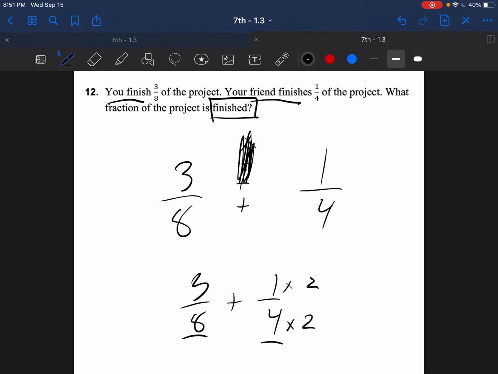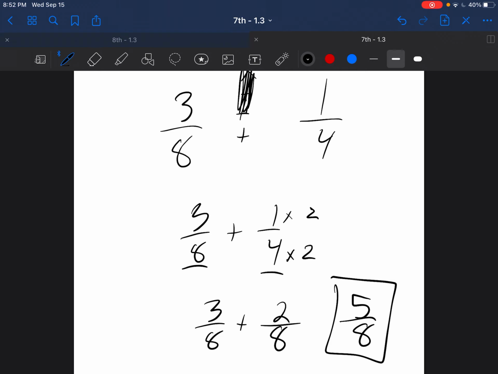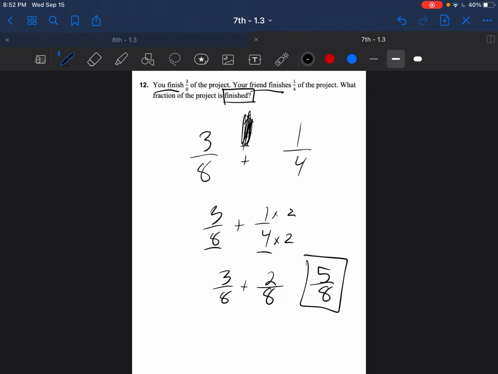So let's multiply. 4 times 2 is 8. 1 times 2 is 2. So you now have 3/8 plus 2/8, which is going to give you 5/8. So you and your friend finished 5/8 of your project.